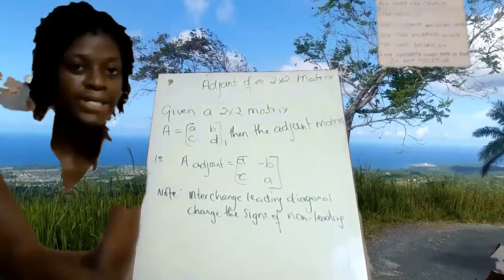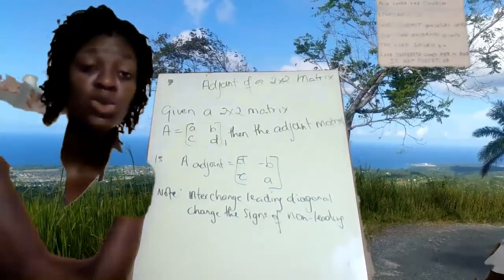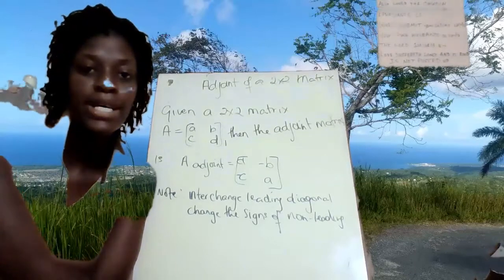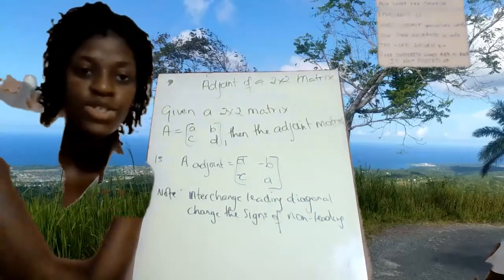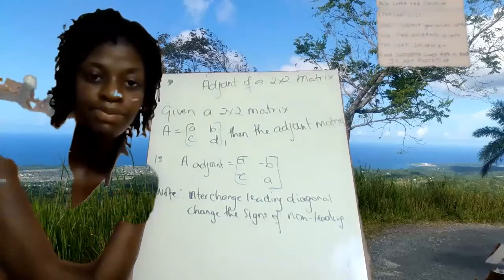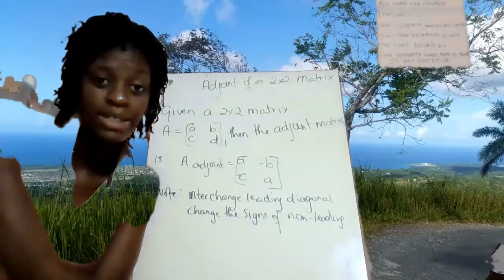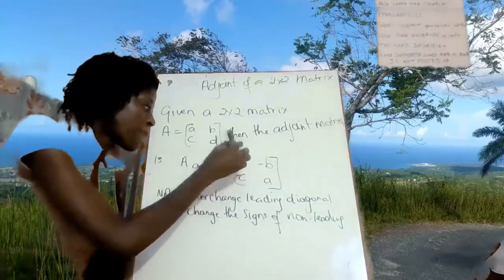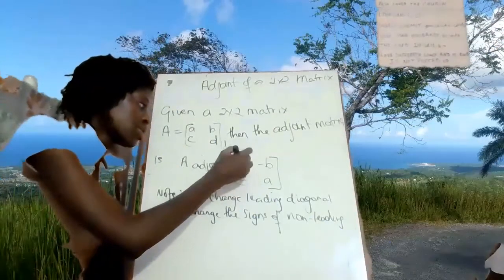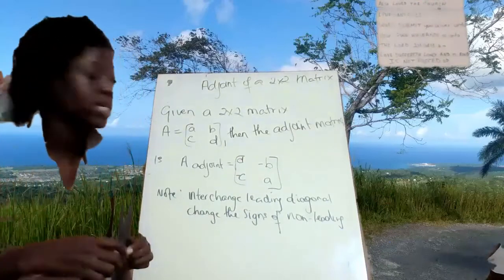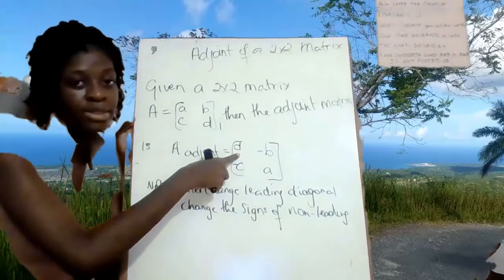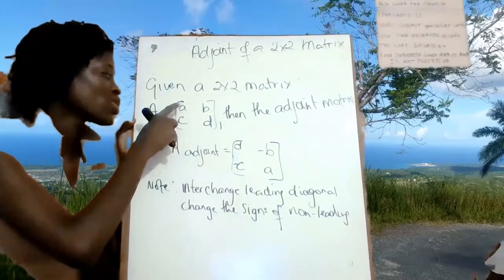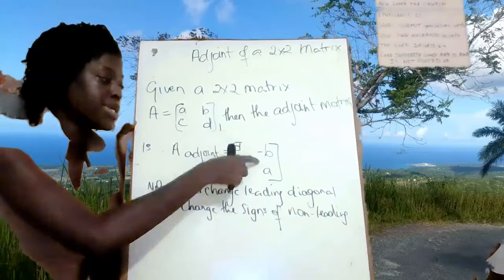Alright, so we're back with the notes and we're talking about the adjoint of a 2x2 matrix. Given a 2x2 matrix A with elements a, b, c, d, then the adjoint matrix, A adjoint, would be equal to d, negative b, negative c, a. The original matrix was a, b, c, d. Now it's d, b, c, a.